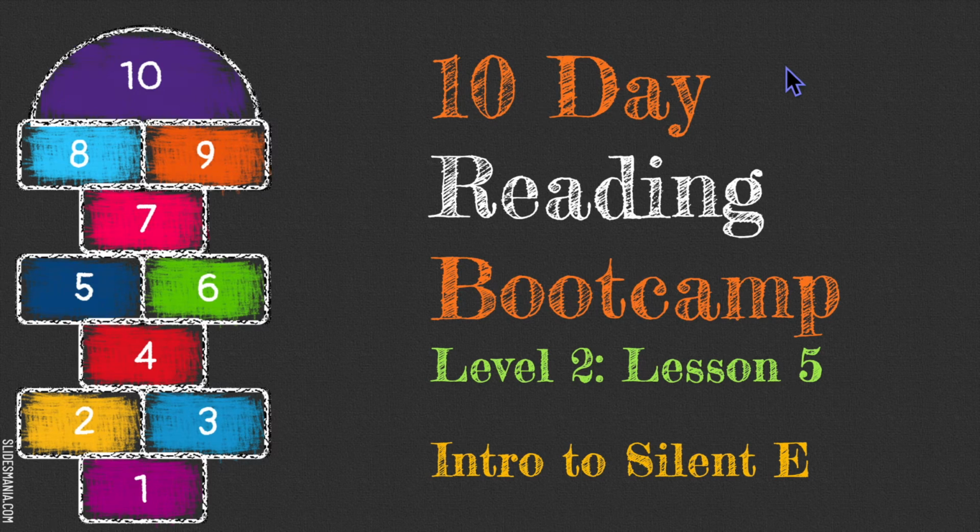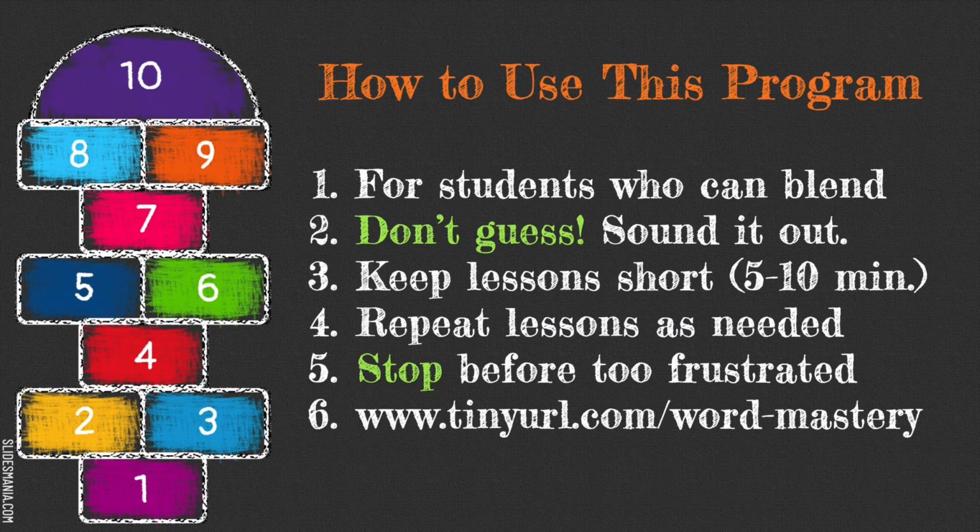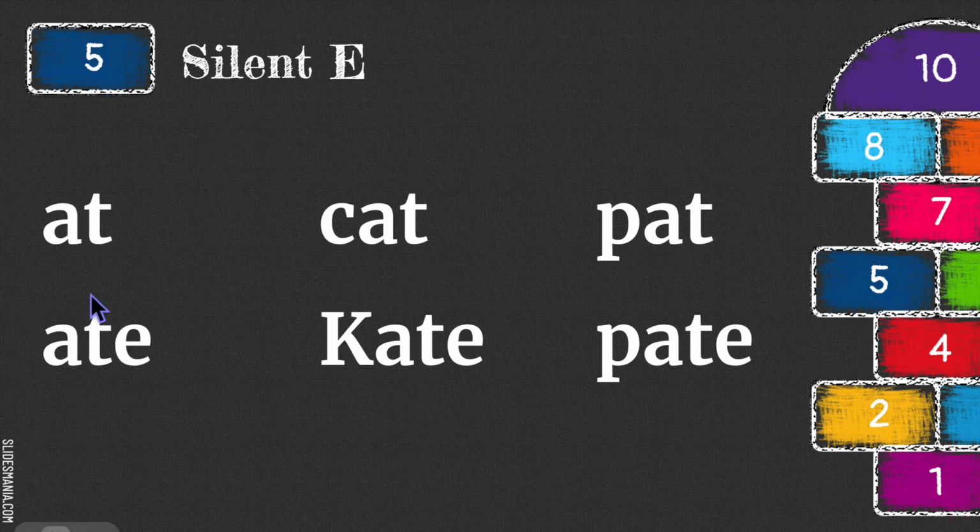Today we're going to learn about silent E. So right here we have some words using the short vowel sound that we've learned. At, cat, pat. Oh, and also you can do this program either by pausing the video between each sound, after each line, or between each screen.